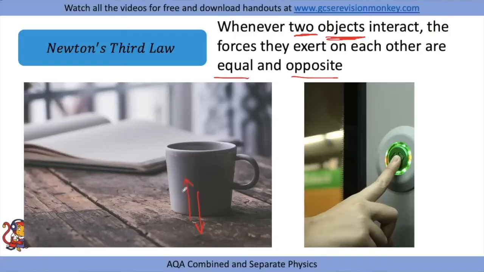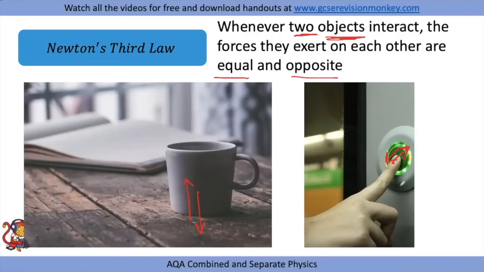When you press this button here, one object is the finger, the other object is the button. The finger will press the button with a force and apply a force to the button, and the button will apply a force in the opposite direction that is equal in size and, as I said, opposite in direction.